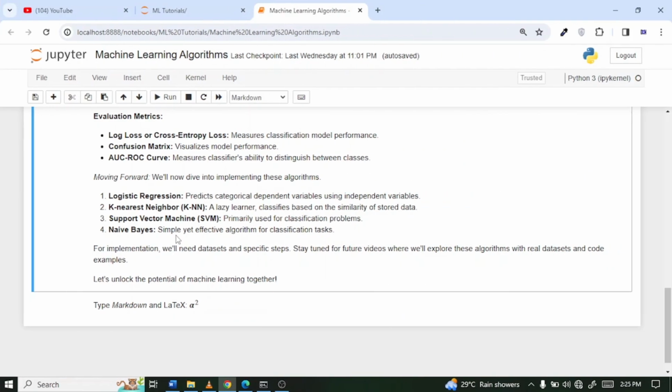Okay. For this implementation, we will need data sets and some steps. Okay. So stay tuned for future videos where we will explore these algorithms with real data sets and code examples.